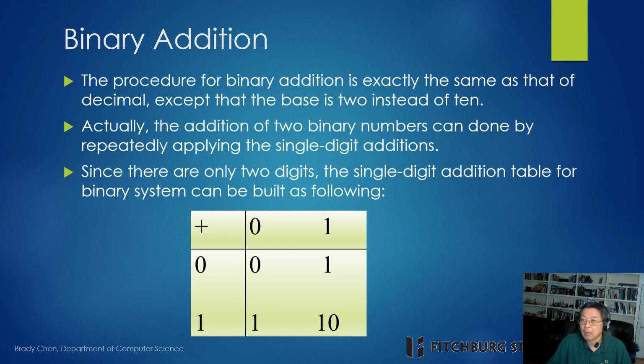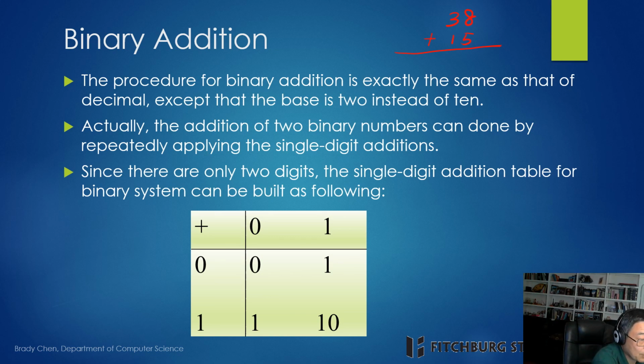Now let's take a look at an example. Okay, so if we want to add two numbers, right? So let's say 38 plus 15. We can add these two numbers by repeatedly applying the single digit addition.